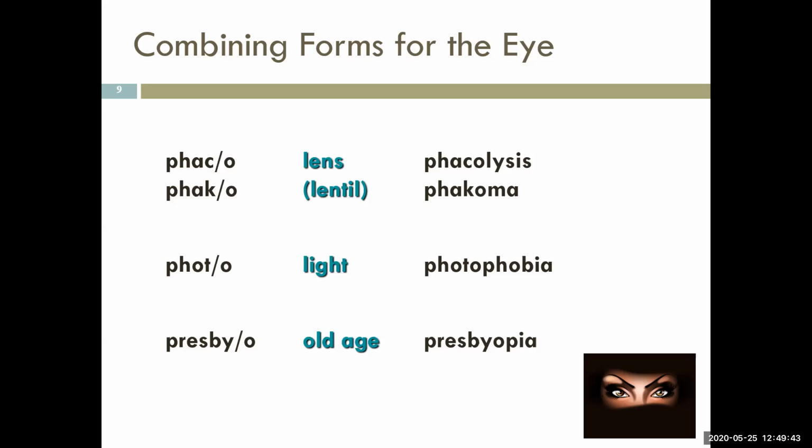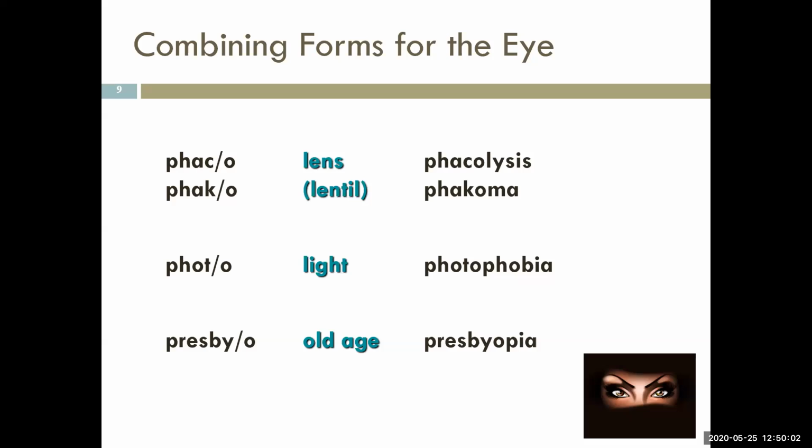Phaco, which could be with a C or a K, refers to the lens. Lysis means to loosen or destroy. So you might have phacolysis, a detachment maybe of that lens, which could be on purpose. Phacoma would be a tumor in the lens.